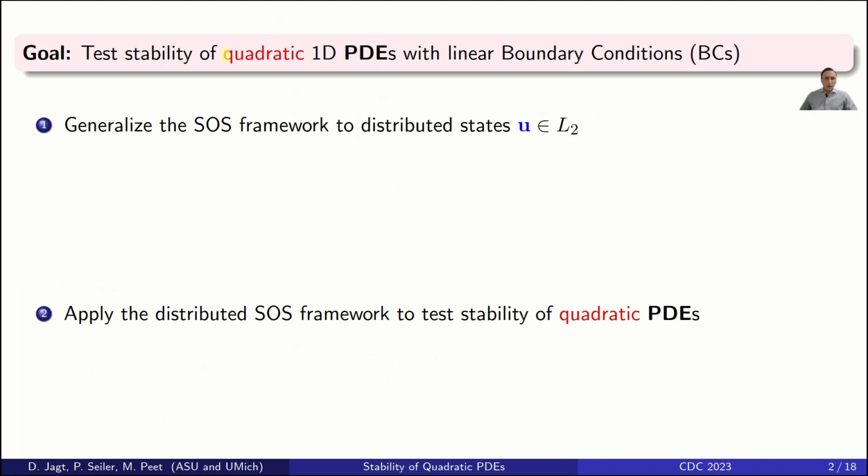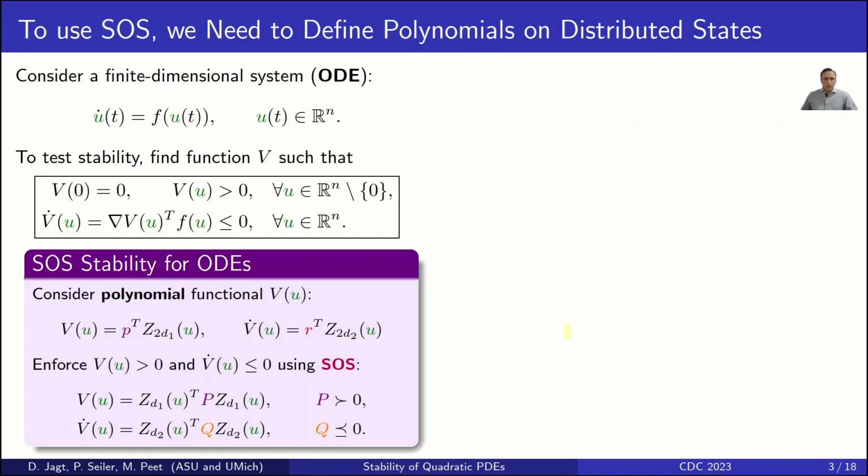Now, to test stability of these quadratic PDEs, we will first actually propose a generalization of the SOS, sum of squares, framework for stability analysis to infinite dimensional states u. Once we have generalized this sum of squares framework, we will apply it to actually test stability of our quadratic PDEs. But first, let's look at this SOS framework.